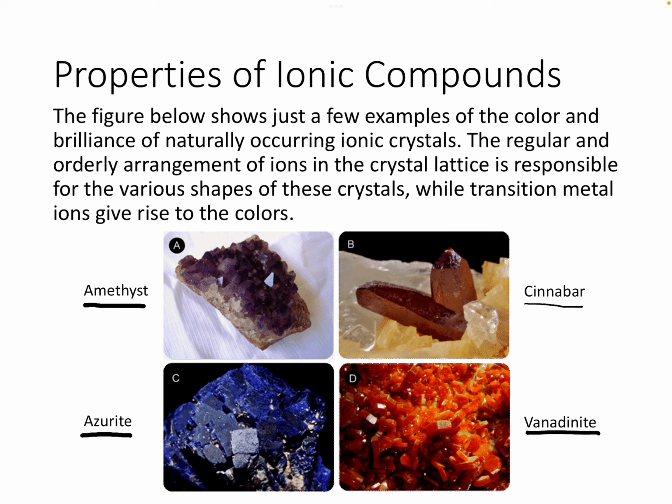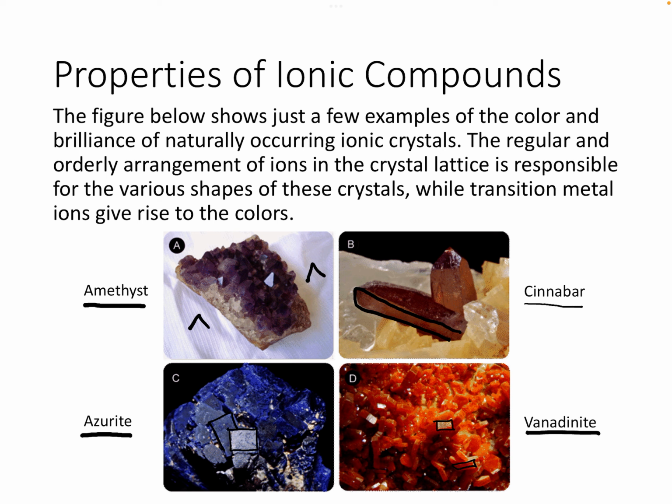But you'll notice that each of these crystals have very distinct shapes, and that's due to the arrangement of ions in the crystal lattice. So amethyst, we've got kind of triangular shapes going on. You can sort of see those there, kind of around. And then cinnabar, we have these really nice long shapes. Azurite has almost square shapes going on. And then vanadinite sort of has the same kind of rectangular or square shapes in its crystals.